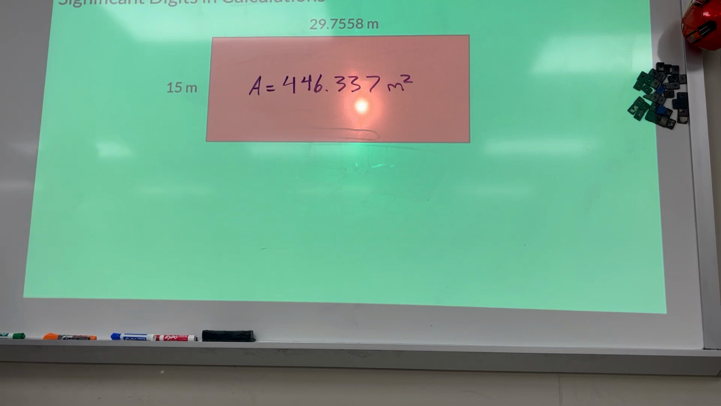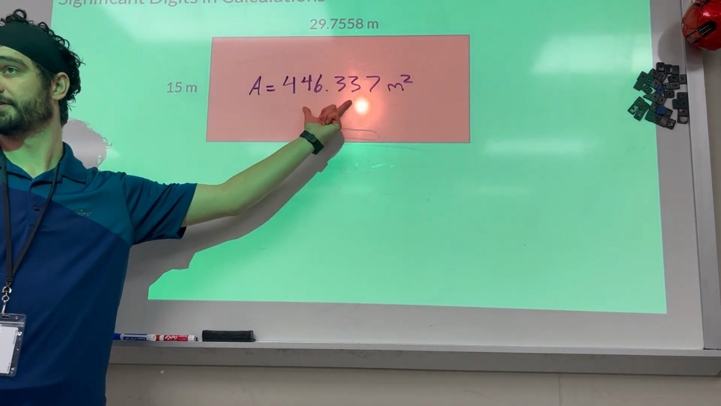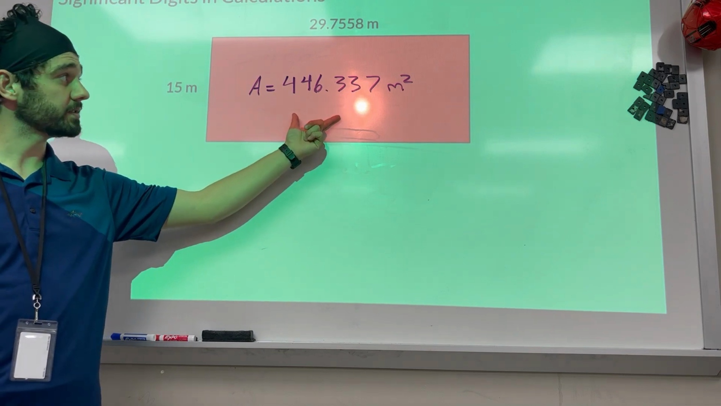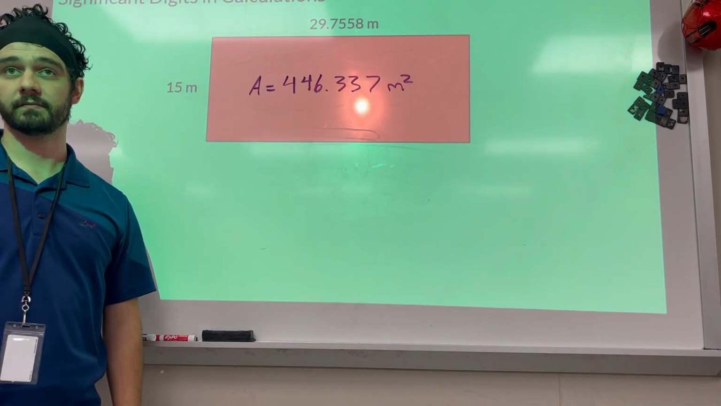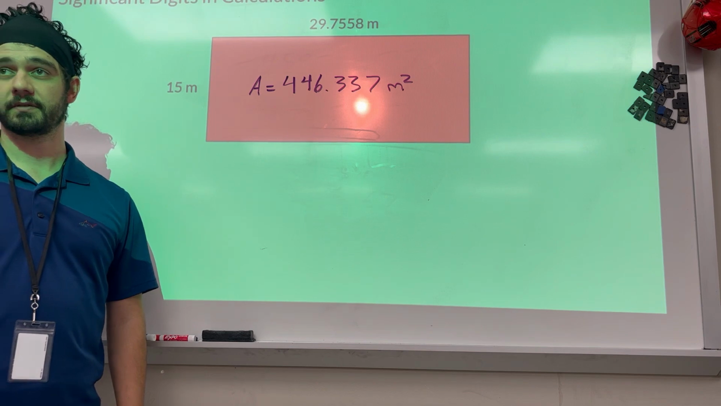Now, when we're thinking about significant digits and exactness in a measurement, this seems like a pretty precise result. I think I know the area of this box down to the thousandth place. It's pretty good. There's a problem though. You do the other one first.